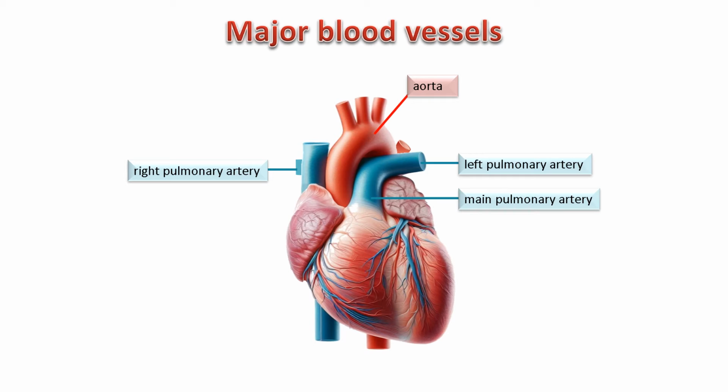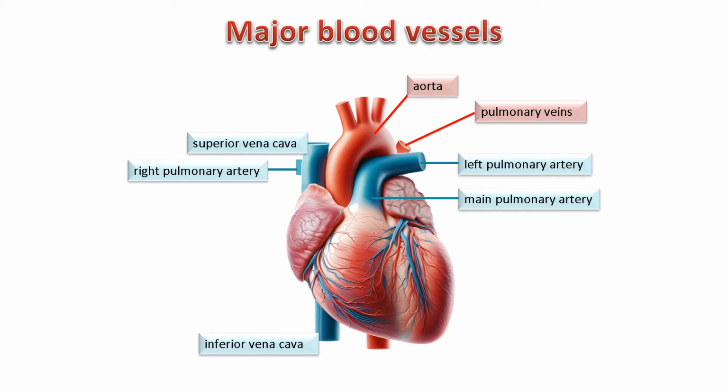Blood returns from the lungs to the heart in the pulmonary veins, which empty into the left atrium. Blood from the upper part of the body, except the lungs, ends up in the superior vena cava, while the inferior vena cava receives blood from the lower body. Both these vessels empty into the right atrium.